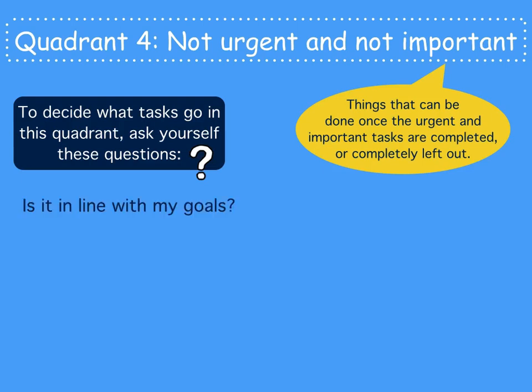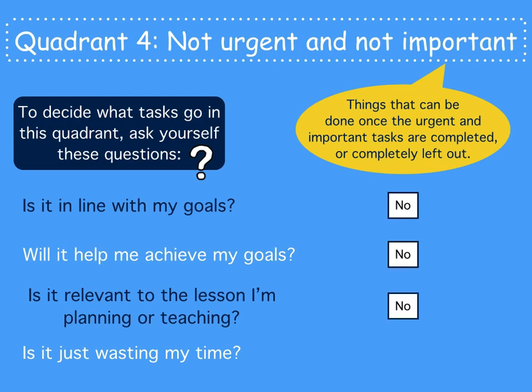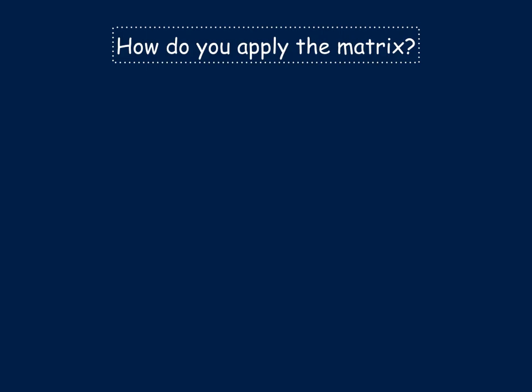Is it in line with my goals? Will it help me achieve my goals? Is it relevant to the lesson I'm planning or teaching? Or is it just wasting my time? If you answered no to the first 3 questions and yes to the last question, then that task will go into quadrant 4. How can you apply the matrix to your life to achieve time management?